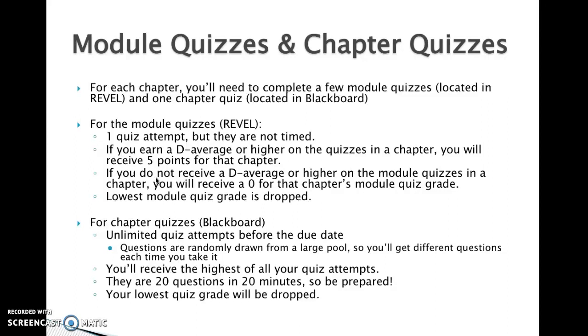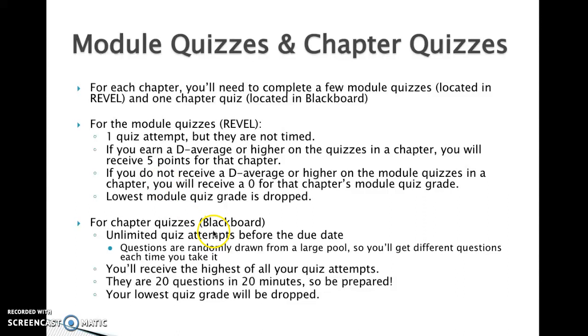And you need to earn a D average or higher on those quizzes in the chapter, so you can receive 5 points for that chapter. If you don't receive a D average or higher on the quizzes, then you'll receive a 0 for that chapter's module quiz grade. The lowest of all of them is dropped for the course. You only do get one quiz attempt for those, so make sure that you're thinking through your answer all the way before you submit it.